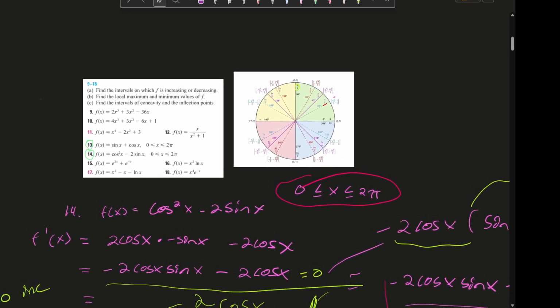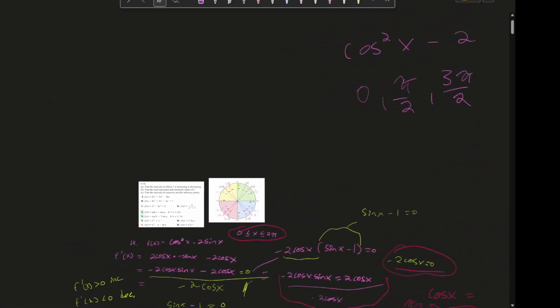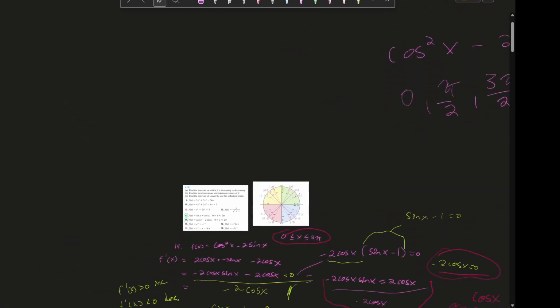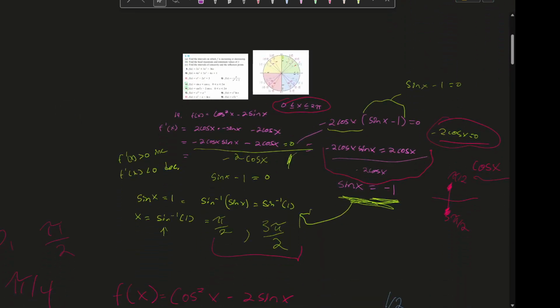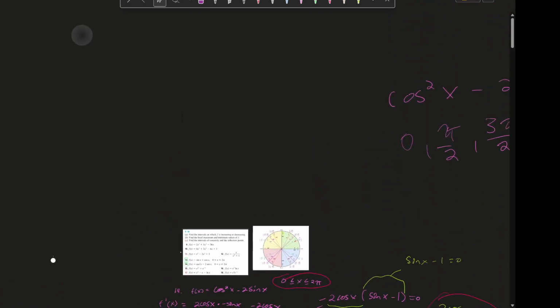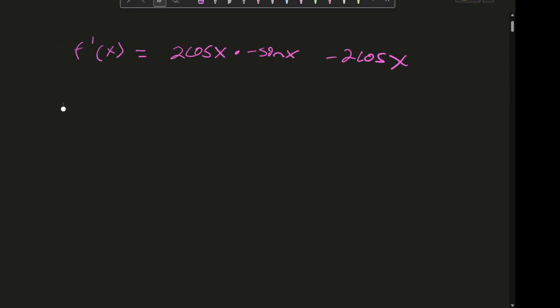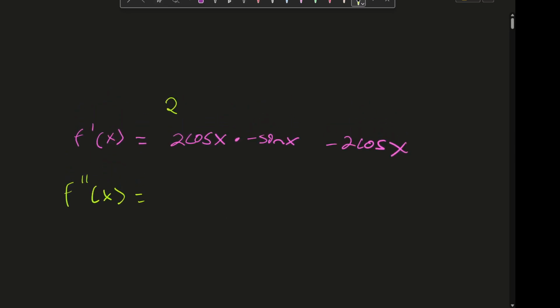Find the intervals of concavity and the inflection points. So you're going to take your second derivative. I think I'll pull my first derivative up here, make it a little easier. First thing you've got to do is take your second derivative. So cosine x times sine x. I'll leave this 2 out front for a second and just focus on this part.